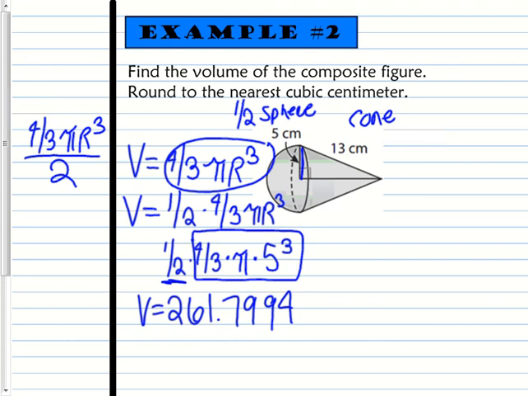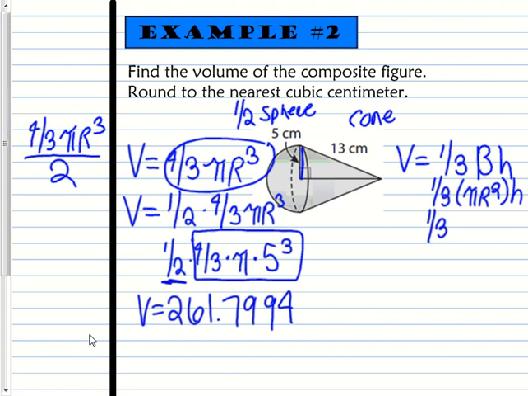Now moving on to the volume of the cone. Hopefully you have your notes from the last class when we did this. Volume of a cone is 1/3 base times height. So 1/3 pi r squared times height. 1/3 pi times the radius is the same, 5 squared times height. Now, they gave us a height of 13.